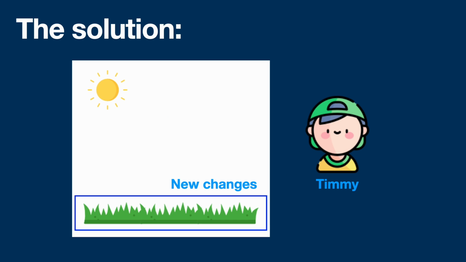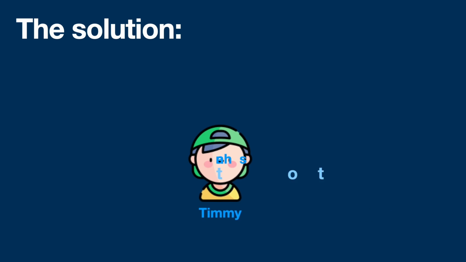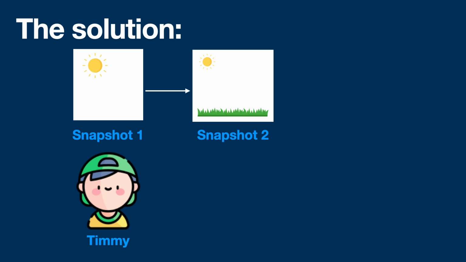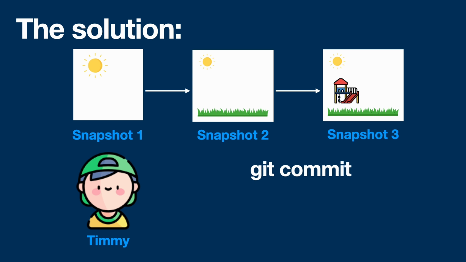When you're done with your part of the drawing, you can commit your changes. That's like telling Git, hey, I'm done with this part, and I want to save it. Git will then remember what you did and keep track of it. It will take a snapshot or picture of your drawing, saving that version at that point in time.